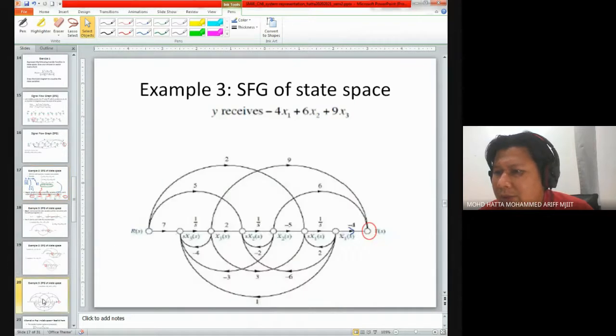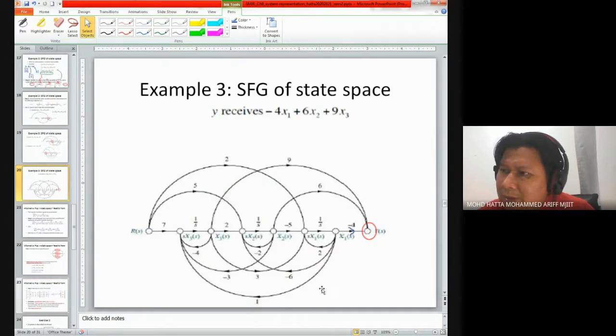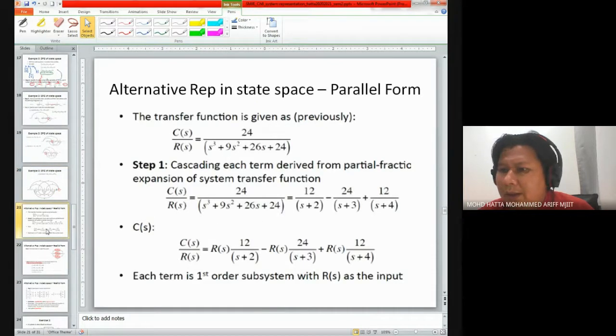So that's how we draw the signal flow graph. And this signal flow graph basically is another way to represent our system other than using a block diagram. All right, now we finish with the first one, which is the phase variable form. We move into our second form.